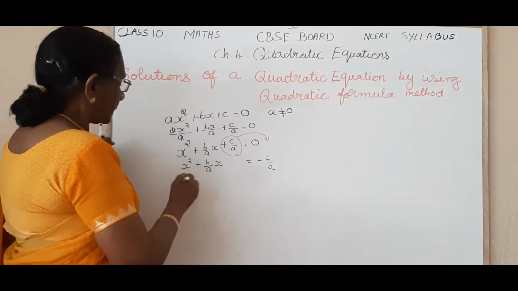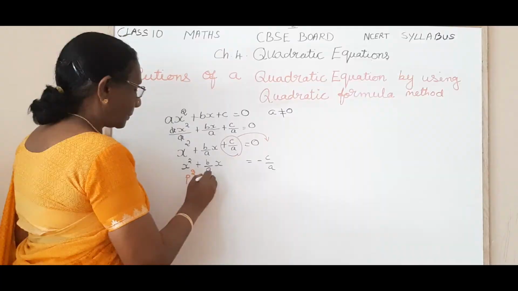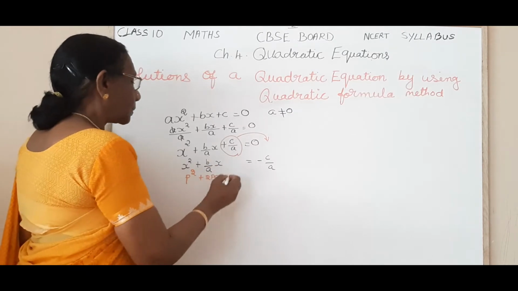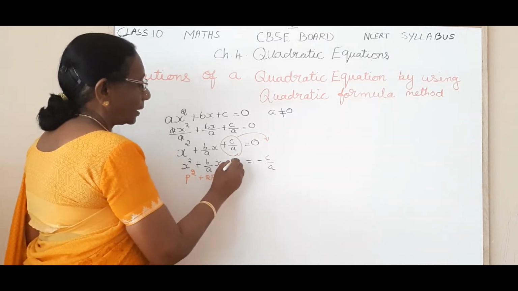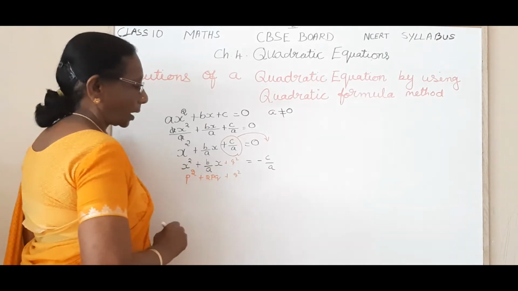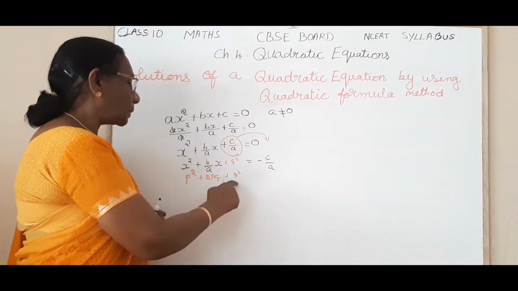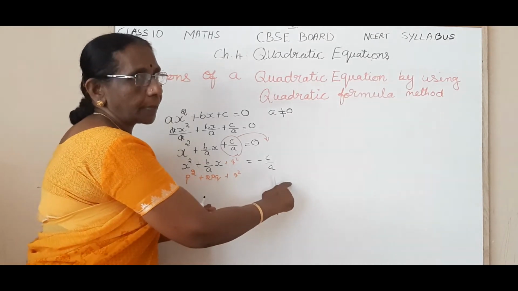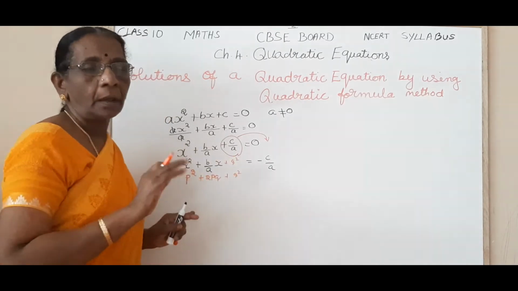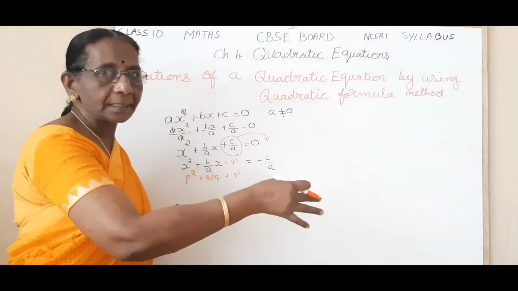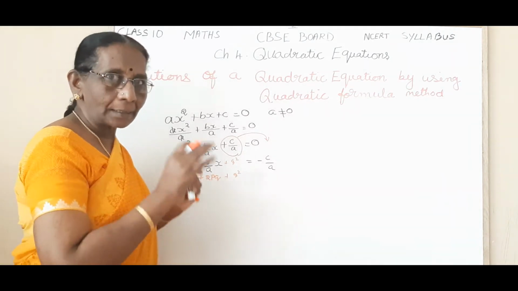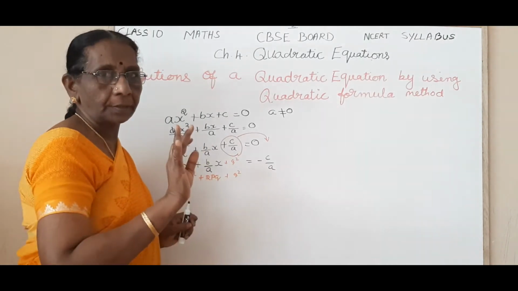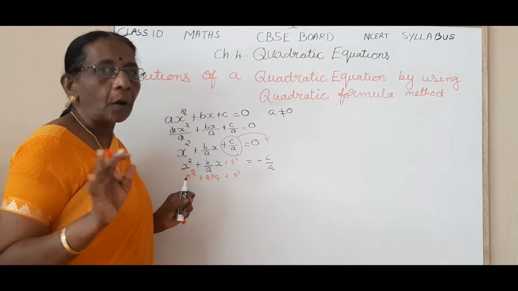Now this is in the form of p square plus 2pq. Okay. And so what is missing here? Q square is missing. Isn't it, children? So if you know what is q, you can add q square to the left hand side and right hand side. So the value of the equation will not change. We'll balance the equation. If you add the same quantity to the left hand side and the right hand side, the value of this equation or any equation will not change.